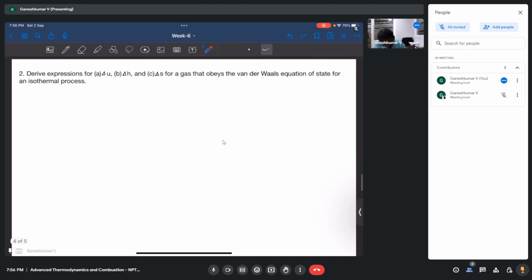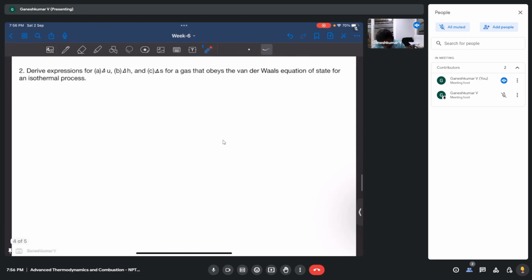Anyway, let's solve the second problem. Derive expressions for delta U, delta H, delta S for a gas that obeys the Van der Waals equation of state for an isothermal process. Again, the process is isothermal, which is important. So temperature is constant during that process. So you are asked to find the change in internal energy, enthalpy, and entropy for an isothermal process. So let's just find the change in internal energy first.